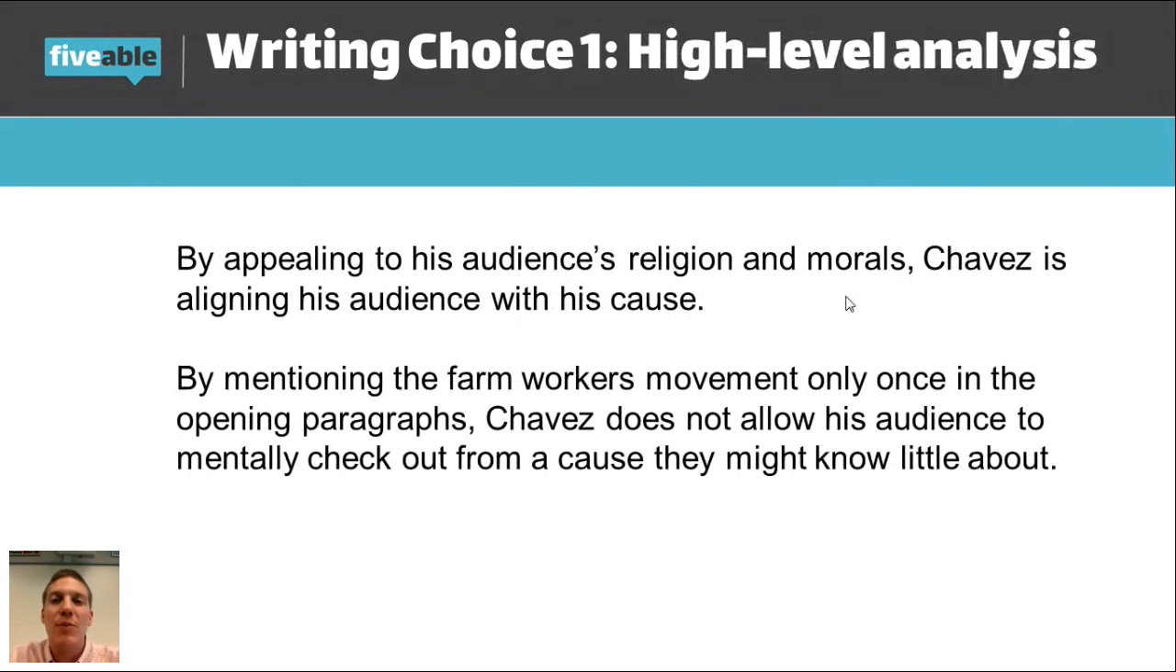So here's a couple sentences that would be my analysis in that first body paragraph. By appealing to his audience's religion and morals, Chavez is aligning his audience with his cause. That'd be in my body paragraph. Here's another one. Go back to that farm workers movement discussion that we had 5 minutes ago. Think about that and let's read. By mentioning the farm workers movement only once in the opening paragraphs, Chavez does not allow his audience to mentally check out from a cause they might know little about. So my phrasing says, yeah, maybe they do, maybe they don't. But he's not spending his time on the farm workers movement. He's spending his time aligning them.